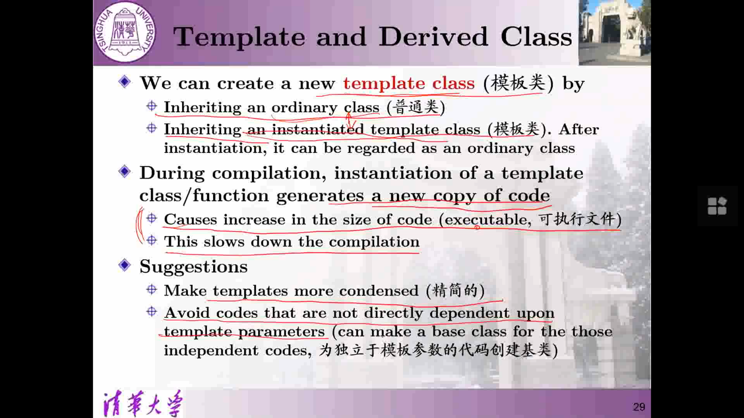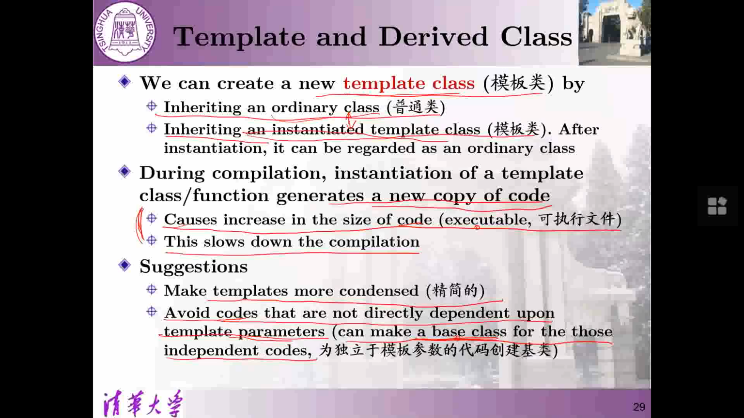Okay, so for example, we can make a base class for these independent codes, right? Because this base class has no data type and is not a template class, there are no different copies of these independent codes. Only those codes that are dependent on the template parameter need different copies. In this way, we can reduce the size of the code.